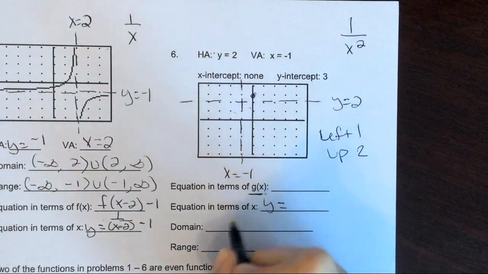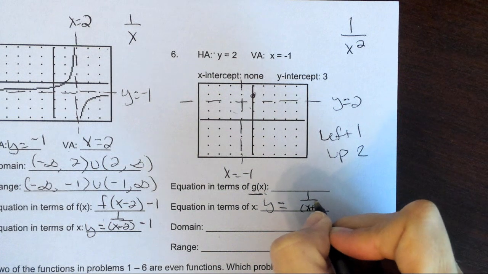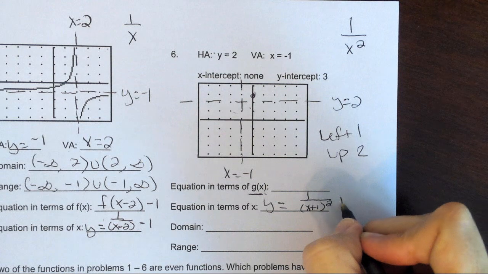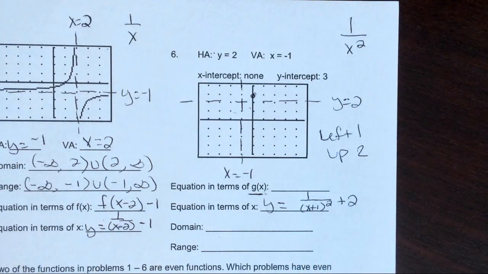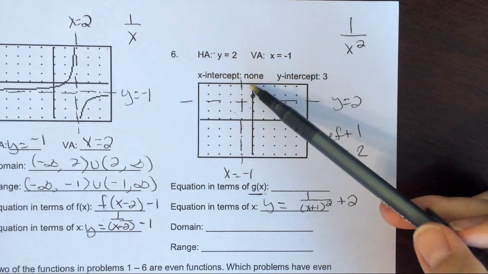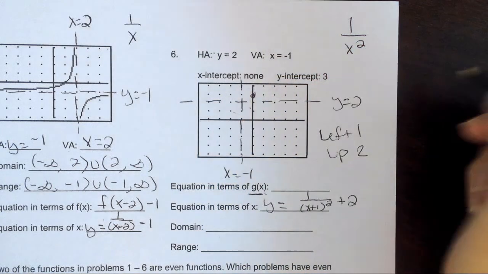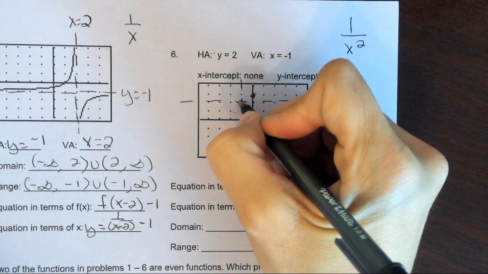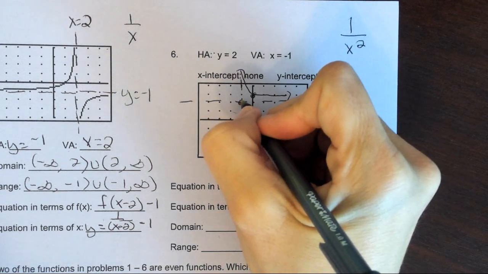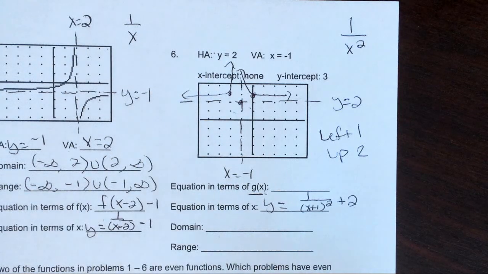So y equals, remember I like to do the one in terms of x first, 1 over x plus 1 squared, do the opposite, and then up 2. And again, I know there's not a reflection because they said there was no x-intercepts. If it reflected, it would have touched the x. So since there's no reflection, I know from my center I go out 1, up 1, which makes sense because I touched at 3. And then I go left 1, up 1 because it's the x squared. It's the one that looks like the volcano.